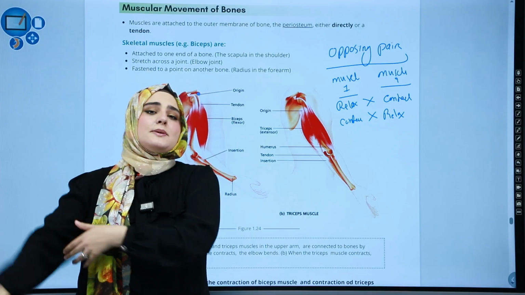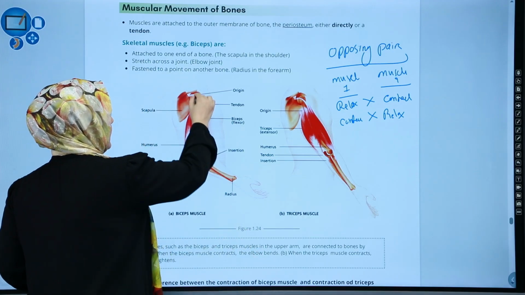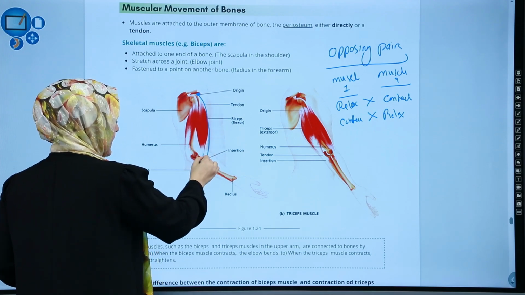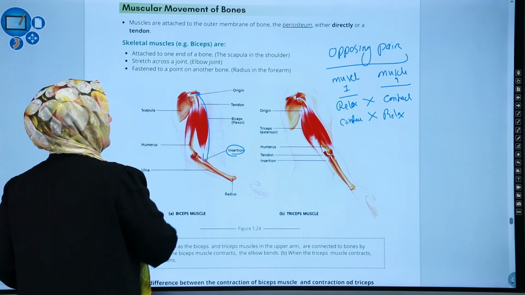For tricep, it's not the same. This is bicep, by the way. This is the origin of bicep. There you go. It extends over the elbow. Elbow is here. And attaches itself to the radius. This is the insertion of bicep.